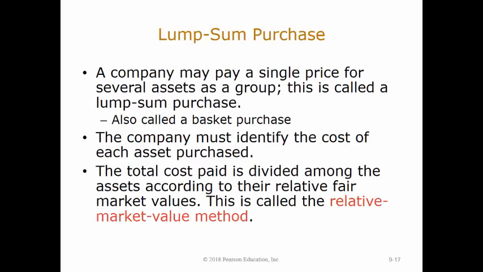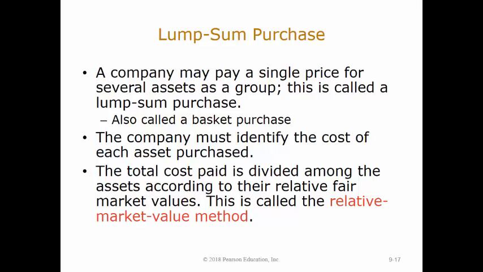A company may pay a single price for several assets as a group. This is called a lump sum purchase or a basket purchase. For example, Smart Touch Learning may pay a single price for land and a building. For accounting purposes, the company must identify the cost of each asset purchased. The total cost paid, 100%, is divided among the assets according to their relative market values.